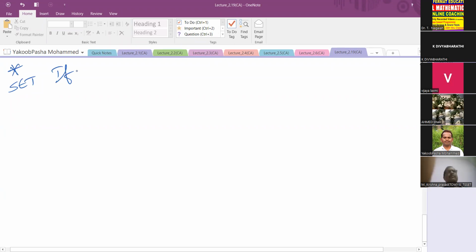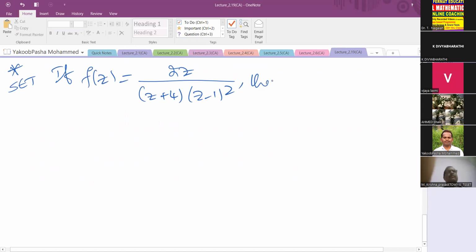If f of z is equal to 2z divided by (z plus 4) into (z minus 1) whole square, then the residue of the function f of z at z is equal to 1 is.